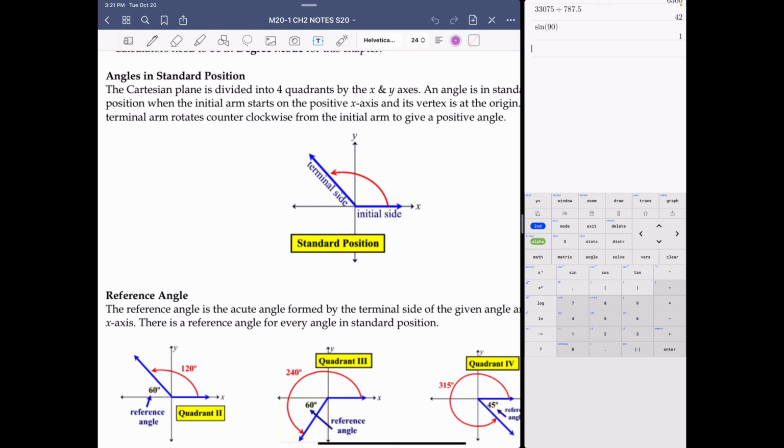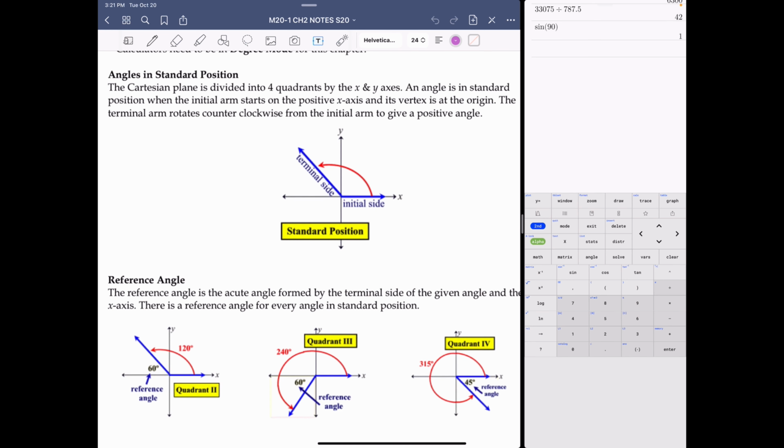Angles in standard position. The Cartesian plane is divided into 4 quadrants by the x and y axes. An angle is in standard position when the initial arm starts on the positive x-axis and its vertex is at the origin. The terminal arm rotates counterclockwise from the initial arm to give a positive angle. We see an example here. We have the initial arm on the positive x-axis. We have our vertex at the origin, and we have our terminal arm, which has rotated counterclockwise. So this would give us a positive angle.